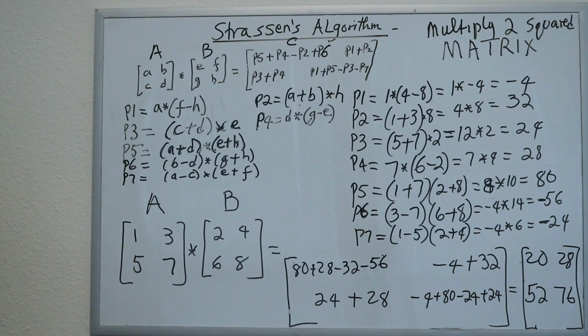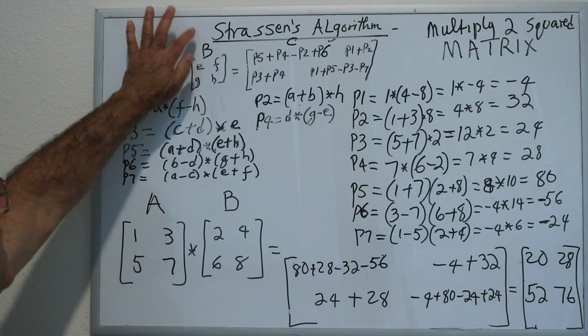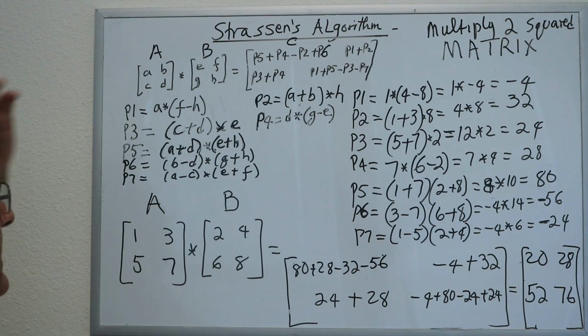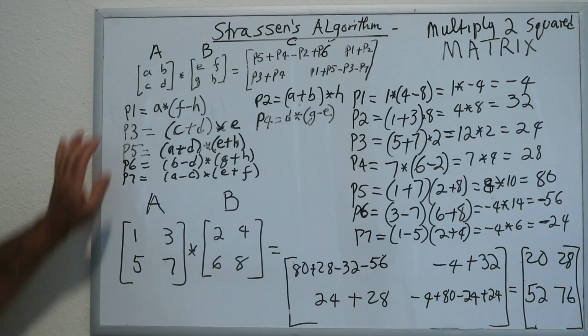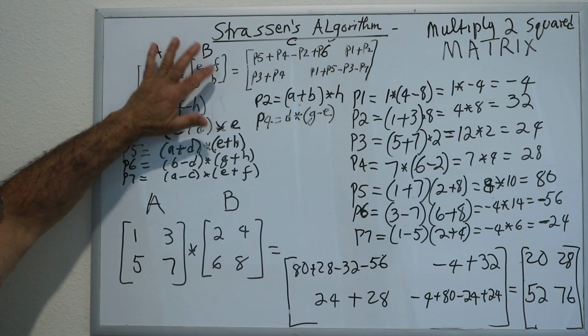So this lecture is on Strassen's algorithm. Strassen's algorithm does multiplying matrices, but they have to be two squared matrices. Now the way Strassen's works, I have my matrix A and B: 1, 3, 5, 7, 2, 4, 6, 8. So it's A, B, C, D, E, F.